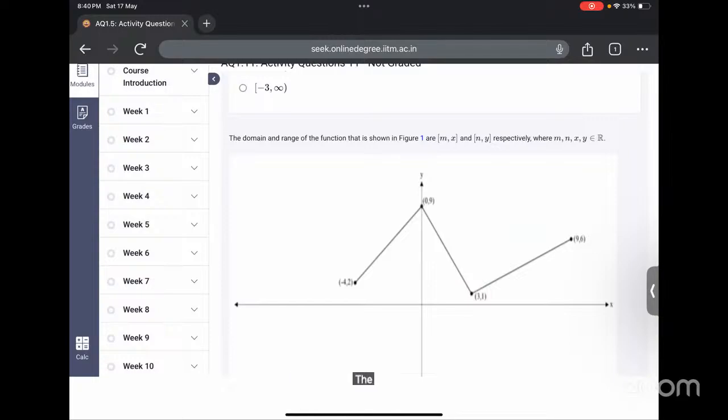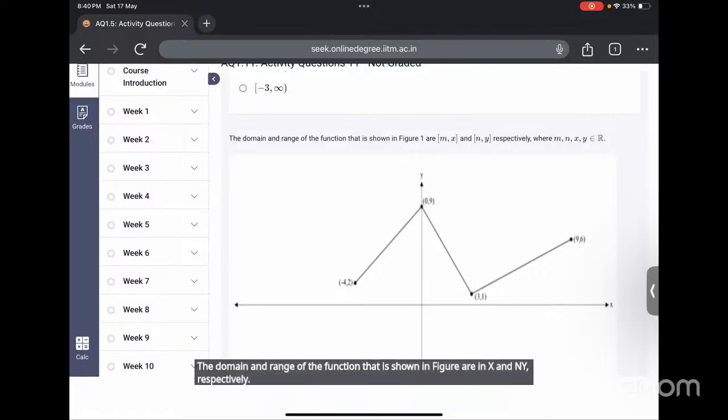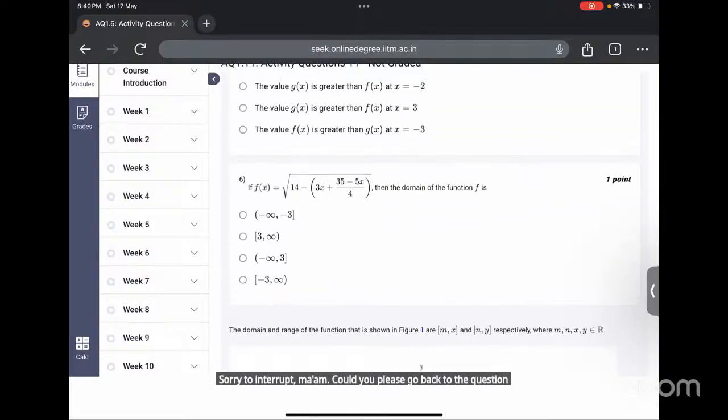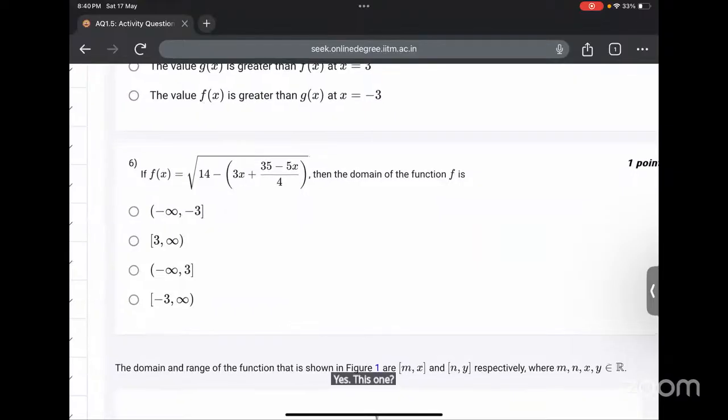The domain and range of the function that is shown in figure 1 are nx and ny respectively. Okay. Sorry to interrupt, ma'am. Yes. Could you please go back to the last question? This one? Yes.